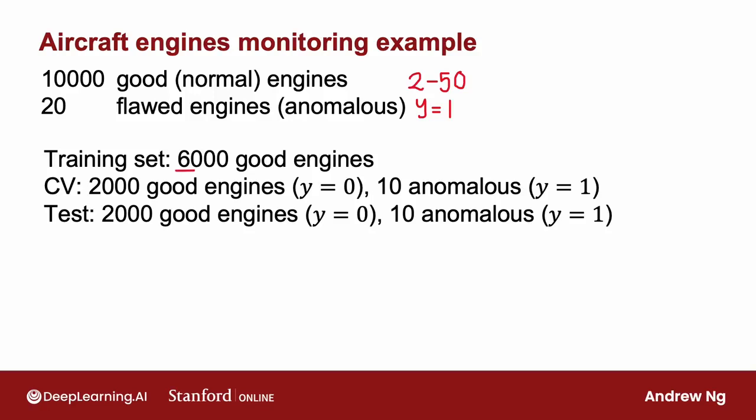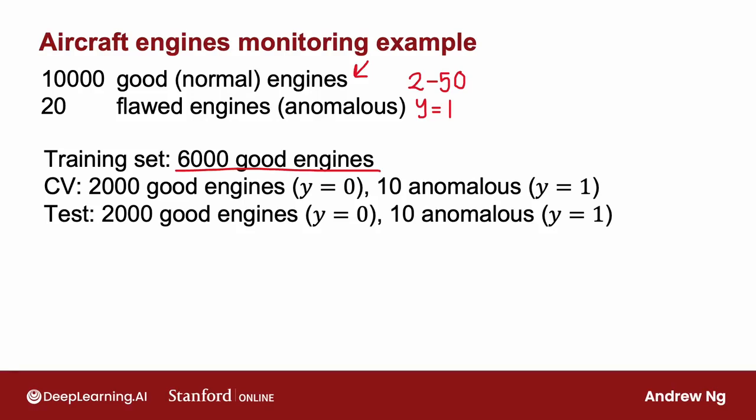Here's one example. I'm going to put 6,000 good engines into the training set. And again, if there are a couple anomalous engines that got slipped into this set, it is actually okay. I wouldn't worry too much about that. And then let's put 2,000 good engines and 10 of the known anomalies into the cross-validation set, and a separate 2,000 good and 10 anomalous engines into the test set.